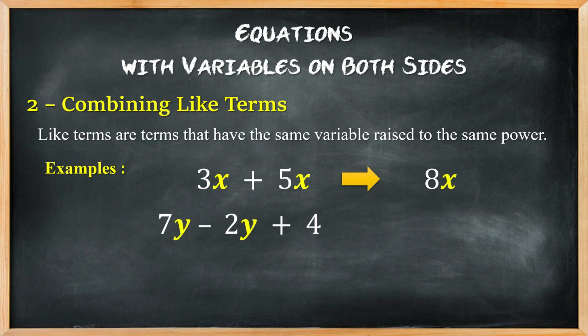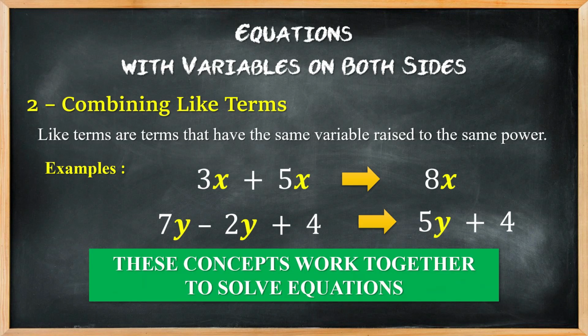Here's another example. 7y minus 2y plus 4. The like terms are 7y and negative 2y. We combine them. 7 minus 2 equals 5, so we get 5y plus 4. Notice that the constant 4 stays the same because it's not a like term with the y terms. These two concepts, inverse operations and combining like terms, work together as the foundation for solving equations with variables on both sides. We'll use inverse operations to move terms around the equation and combine like terms to simplify our work.